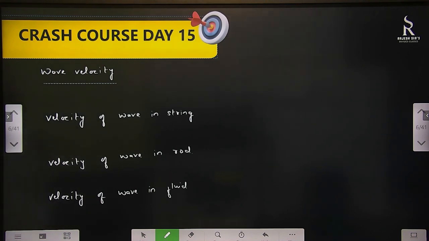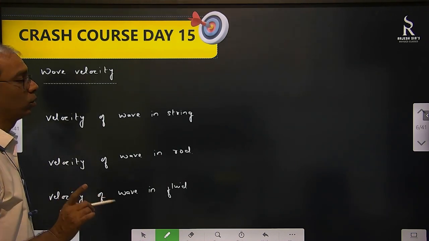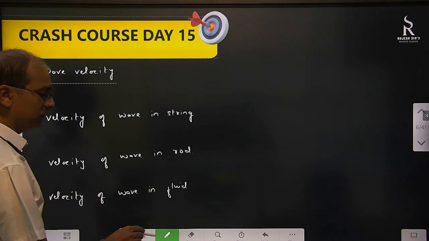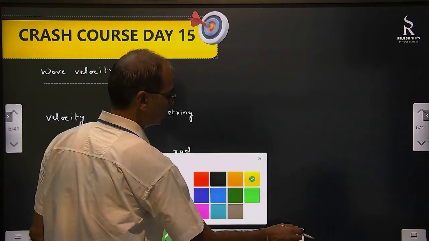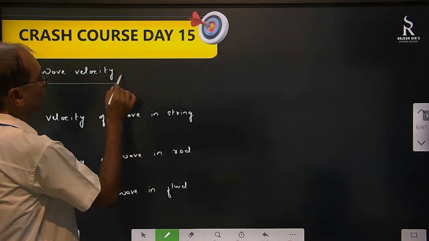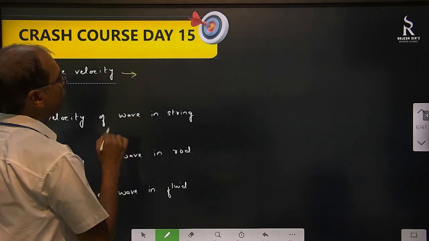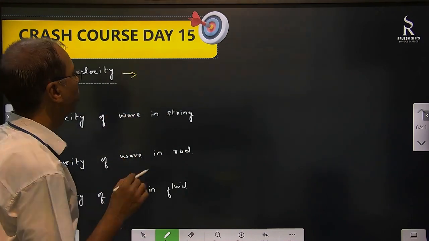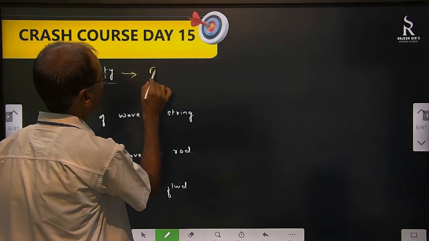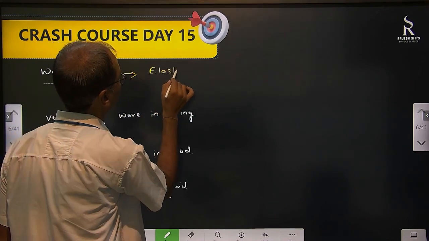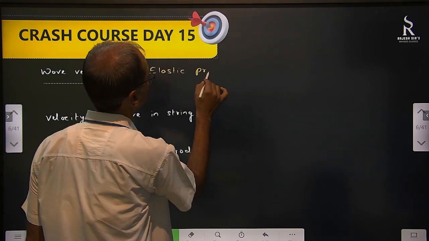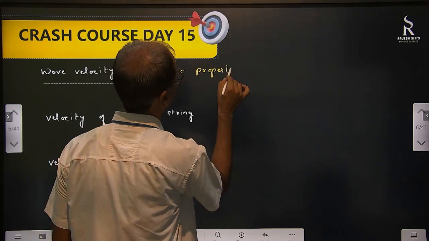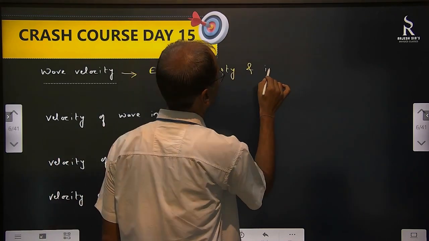Okay, wave velocity, velocity of wave in a string. We already have seen that omega by k is the velocity. Now we are going to study something else. As we said, when a wave is moving in a medium, it requires two properties. What are those? Elastic property and inertial property.